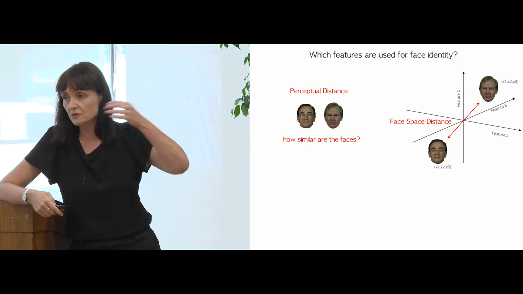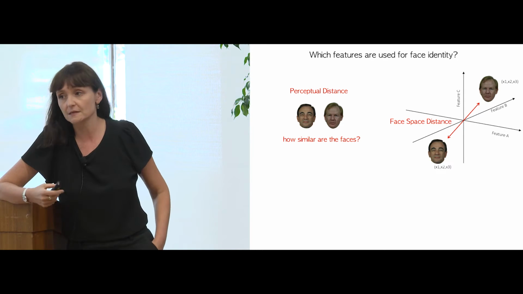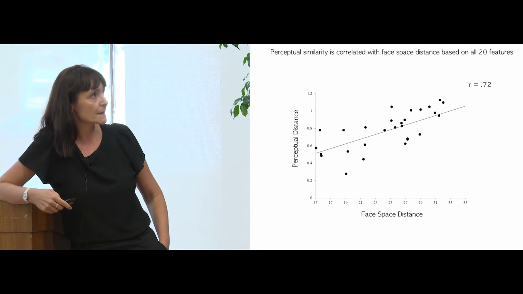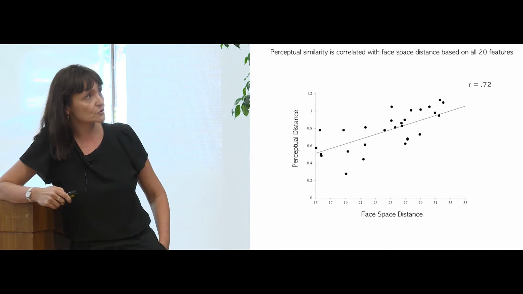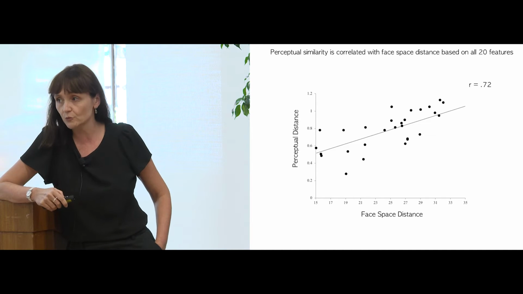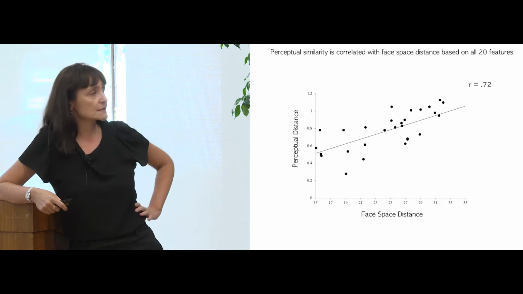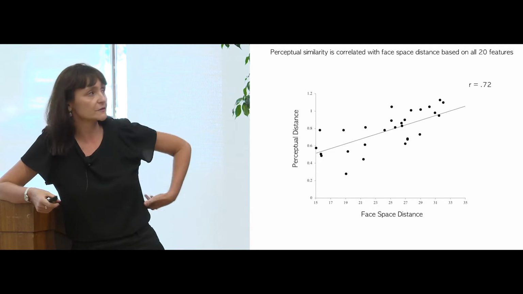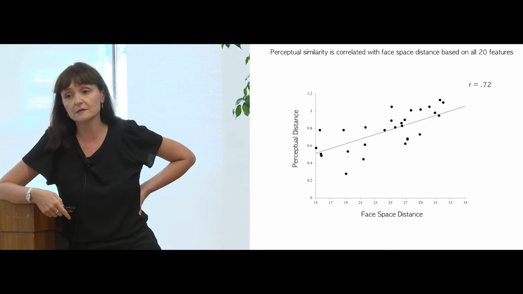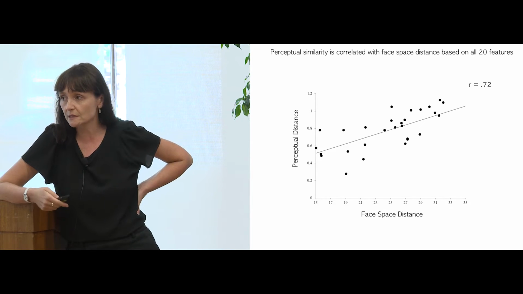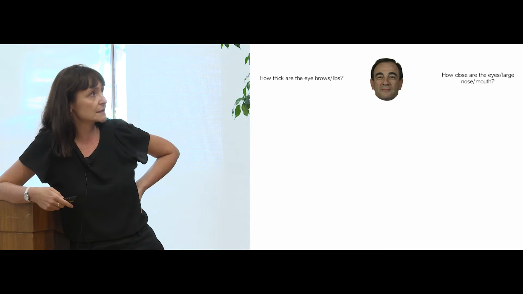And if those two measures are correlated, that means that the face space is valid. So this is the correlation that we get between those two measures based on the face space distance that uses information from all the 20 features. And this correlation is pretty good, suggesting that the face space does represent something which is relevant to the identity of the face. But what we're wondering is whether there is actually a subset of features that we can use that can account for differences in identity.